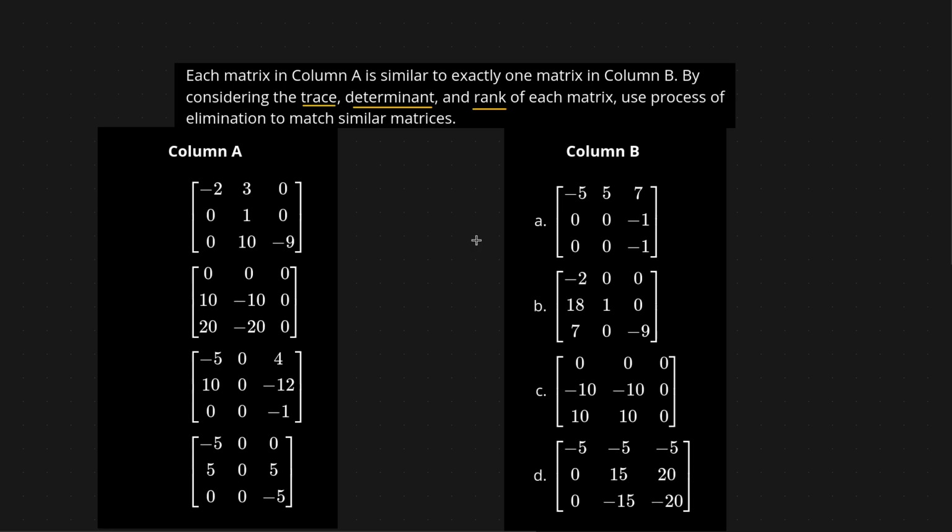Okay, so remember that if two matrices are similar, they will for sure have the same trace. Two similar matrices will have the same determinant. Two similar matrices will have the same rank. So we want to look at these different features of the matrices and narrow down which matrix in column A is similar to which matrix in column B.